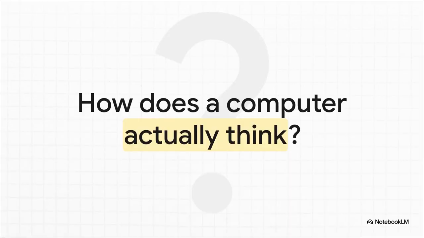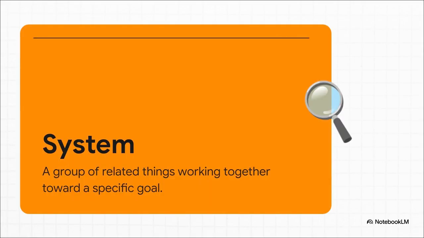So yeah, that's the big question, right? How does this box of metal and plastic take a click or a tap and turn it into, well, anything? A movie, a message to a friend, this video. It seems impossibly complicated, but the answer starts with a really simple idea. And that idea is this.